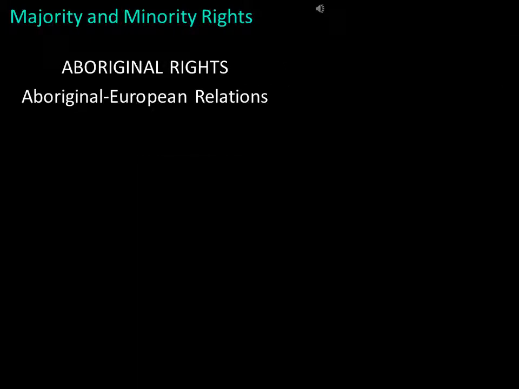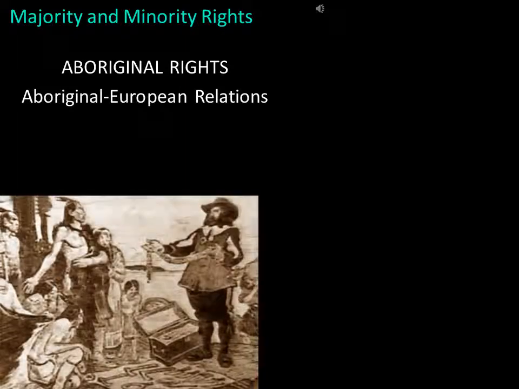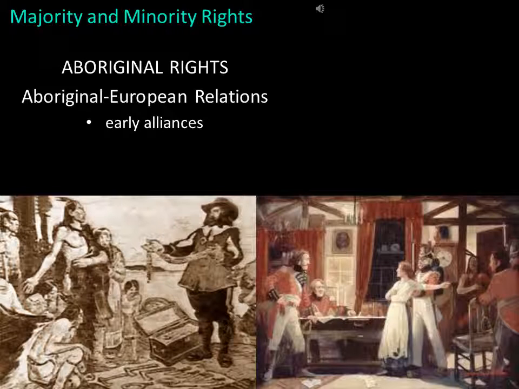Aboriginal-European relations. When French and British settlers started arriving, they were eager to establish collaboration with the Aboriginals for economic and military purposes. The first alliances were with the Micmac. They originally allied themselves with France, but then in 1760 they signed the Peace and Friendship Treaty with Britain, which included provisions for freedom, mutual protection, and trade.